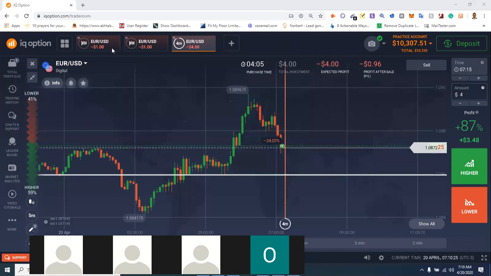Assuming I won this trade now, it would have still been a loss on my side because I would not have recovered this one. But this 4 would recover this $1, and if this was the normal price, $2. If I should win this now, I will recover everything back.